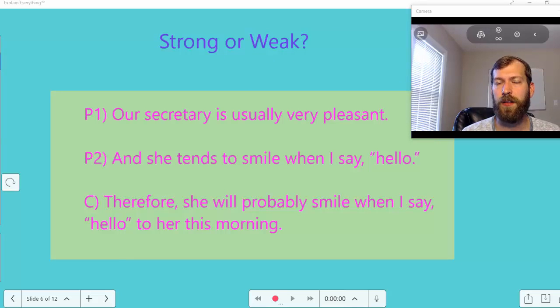All right, let's apply the concept that we've been talking about here. Let's apply the concept of strength. So we want to determine whether the argument here is a strong argument or whether it's a weak argument. Premise 1, our secretary is usually very pleasant. Premise 2, and she tends to smile when I say hello. Therefore, I conclude, she'll probably smile when I say hello to her this morning. So go ahead and pause the video. Take a little bit of time to determine whether you think this is a strong argument or a weak argument.